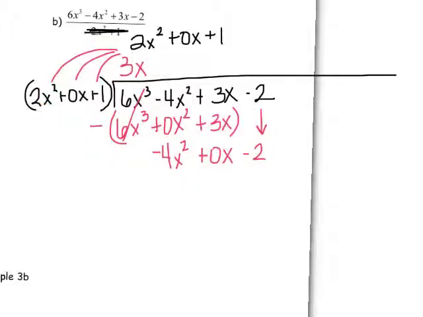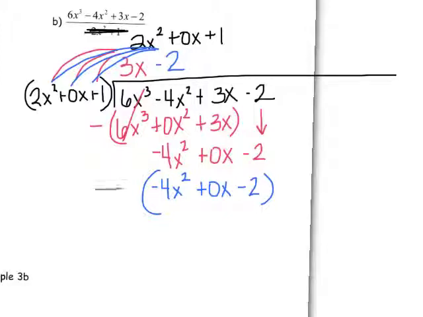What times 2x squared is minus 4x squared? So I need the minus and 2 times 2, so 2 here. Negative 2 times 2x squared is negative 4x squared. Negative 2 times 0x is plus 0, it doesn't matter, because it doesn't matter if you're adding 0 or subtracting 0. And then negative 2 times 1 is negative 2.